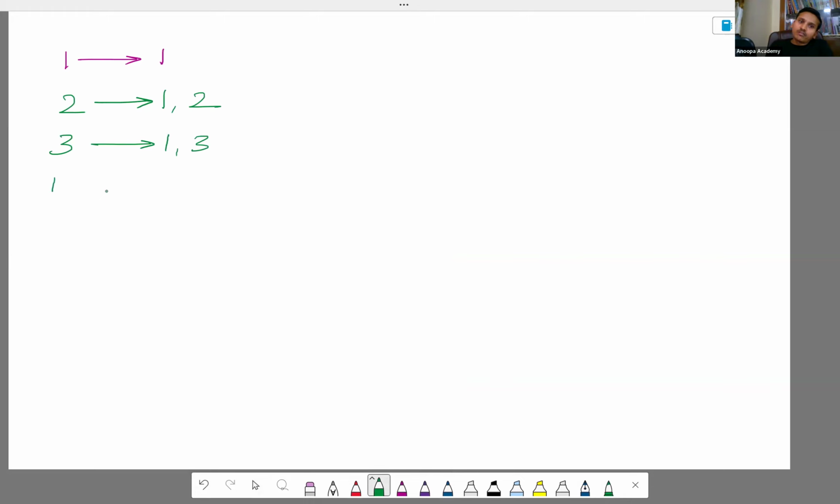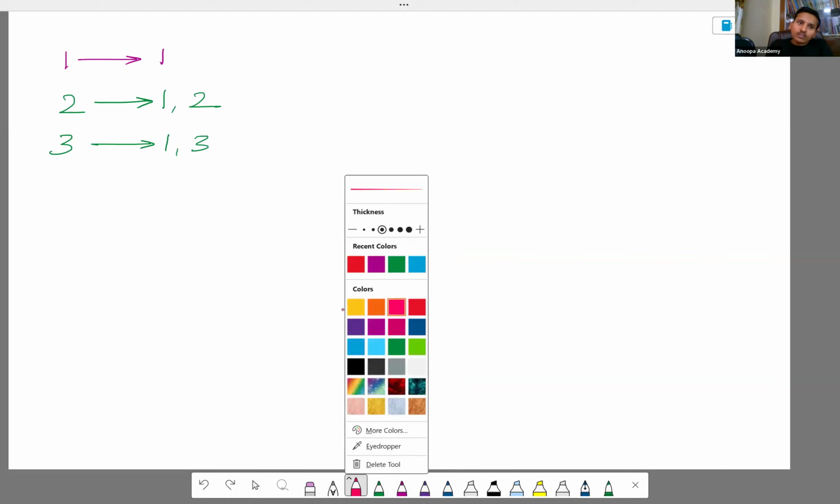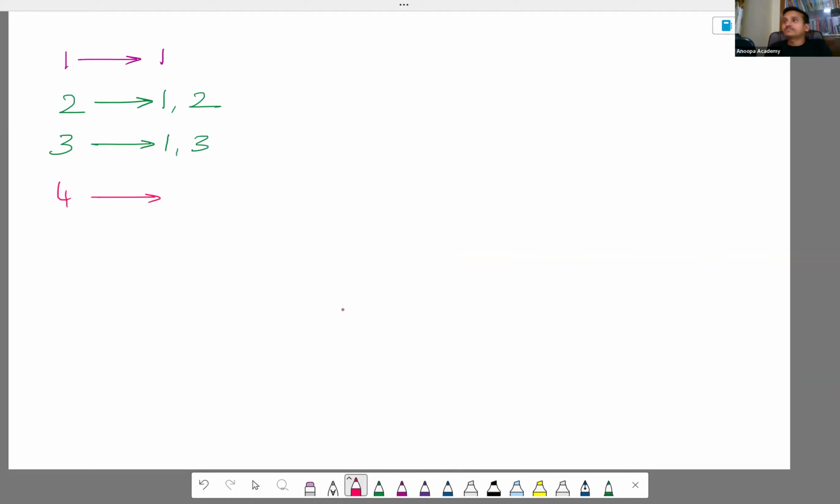If you take 4, maybe I'll write 4 using some other color. So all of you tell me what are the factors of 4? Very nice. Good, everyone. So factors of 4 are 1. 1 can divide. 2 can also divide. 2 2s are 4, right? And 4 1s are 4. So factors of 4 are 1, 2, and 4.